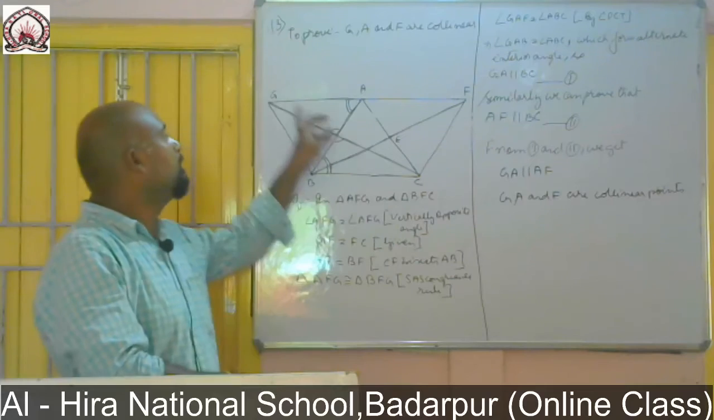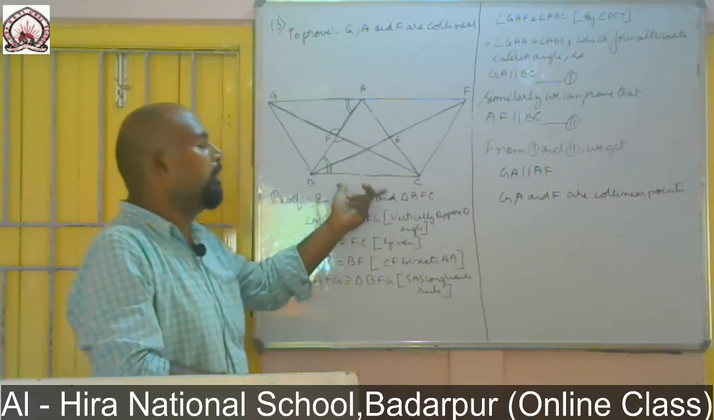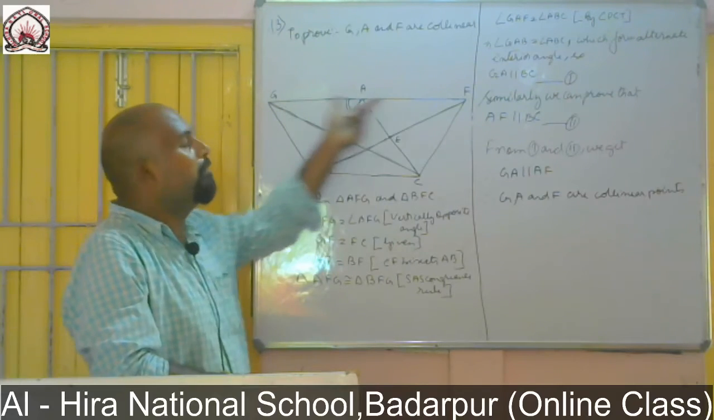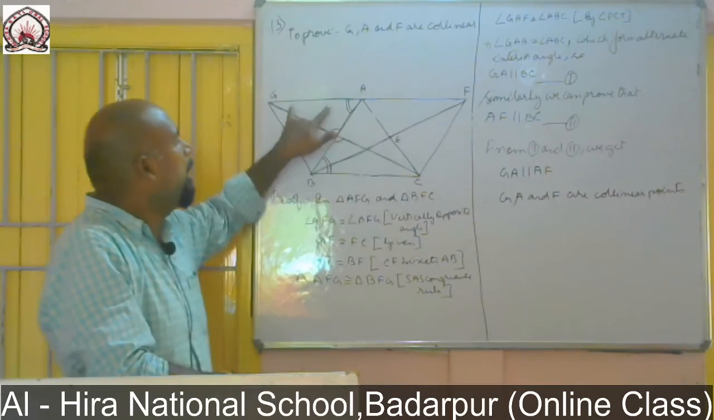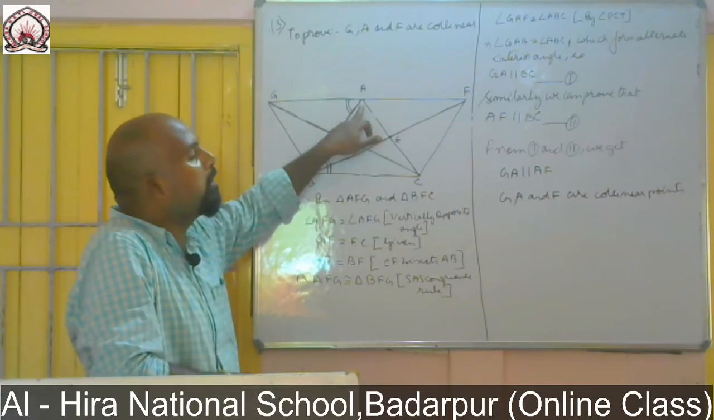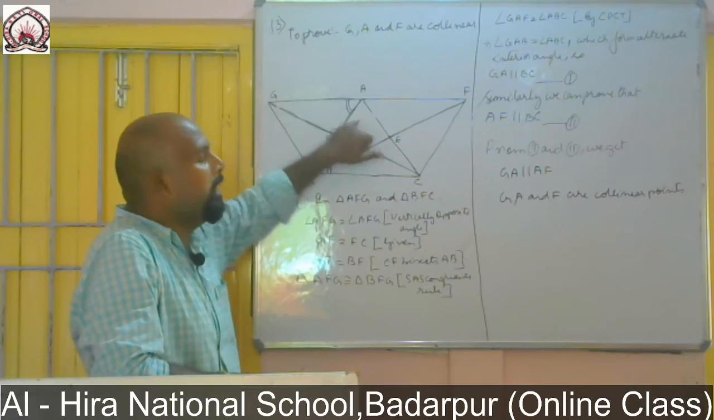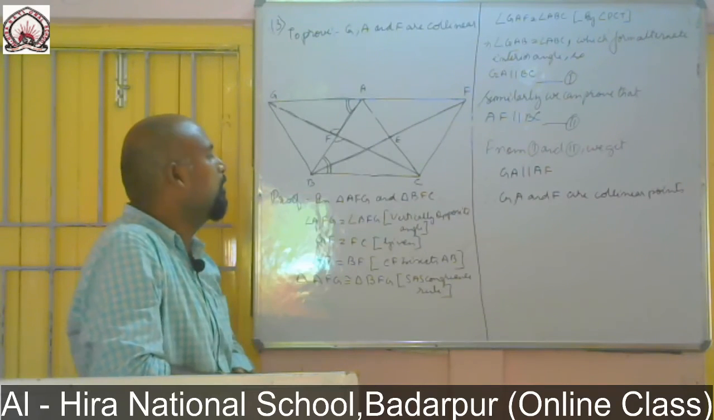See here, GA is parallel to BC and AF is parallel to BC. So this one is parallel to this line. GA is parallel to AF, but A is the common point. Then what you can say, G, A and F are collinear.